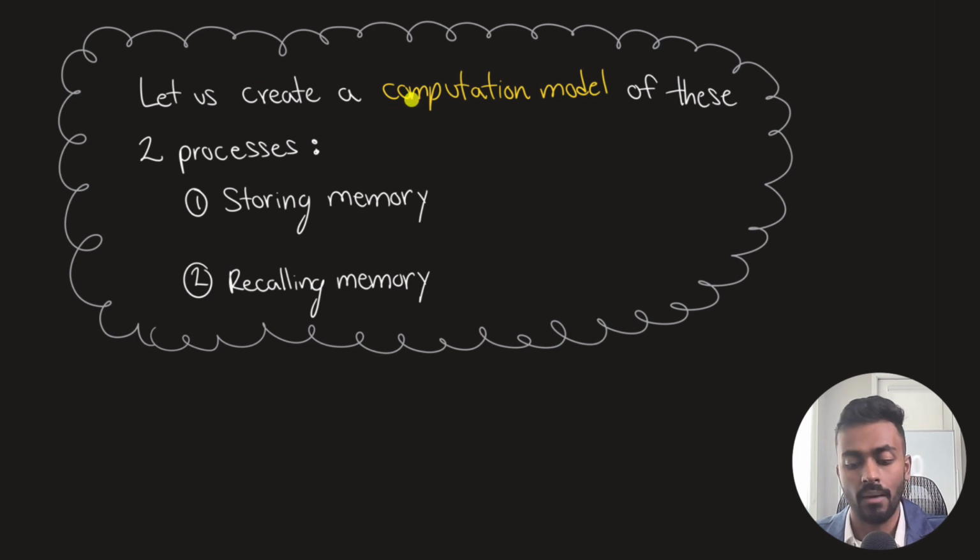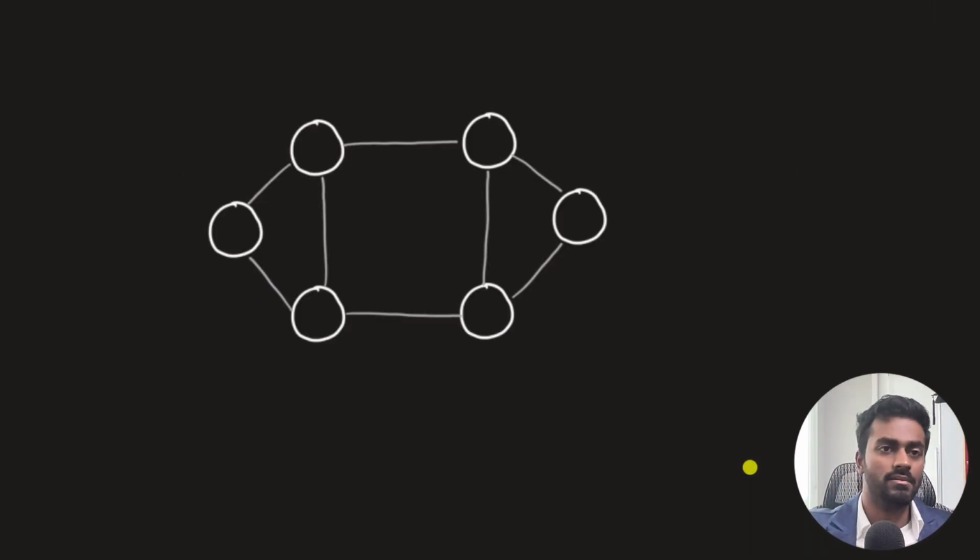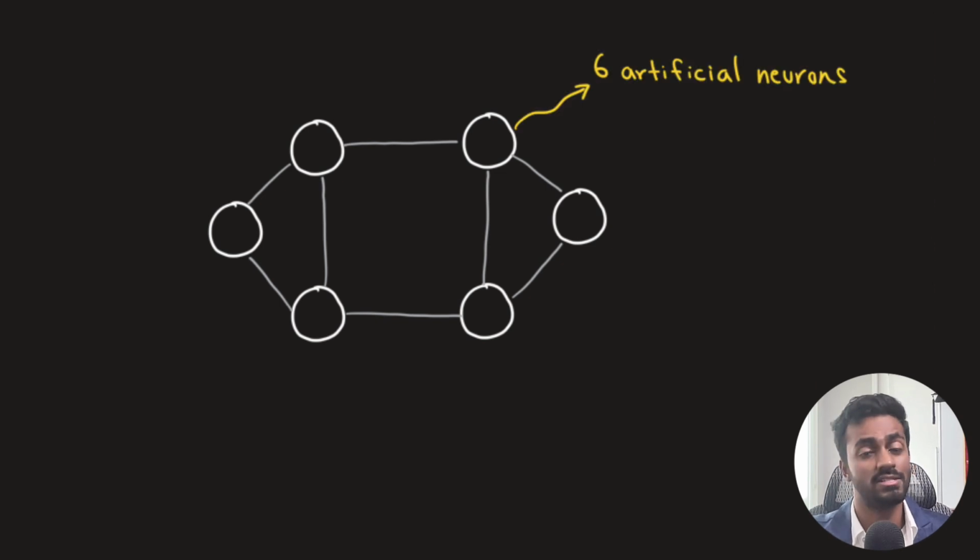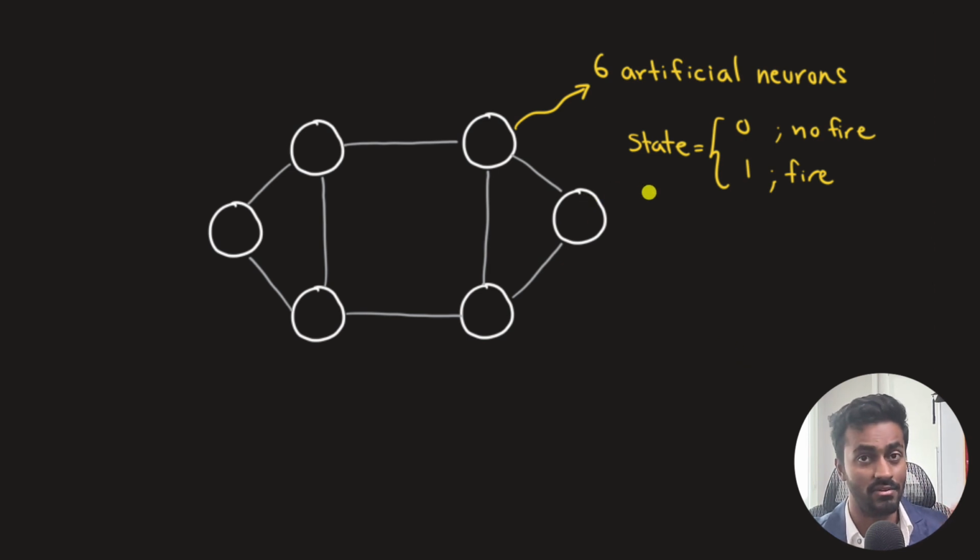Now, let's create a computation model of these two processes of storing and recalling memory. So now let's construct this computation model. It just means that this is going to be a network which is going to be comprised of a bunch of calculations. So in order to quantify everything, each of these, like we mentioned before, are going to be artificial neurons, like the McCulloch-Pitts neuron with a binary threshold unit. And each of them can thus take a state of either 0 when the neuron does not fire, or 1 if there is an action potential and the neuron fires.